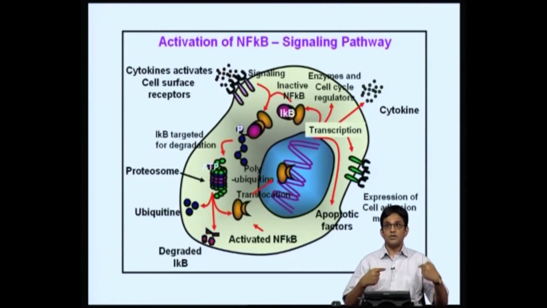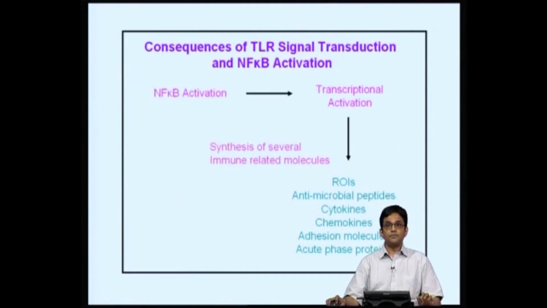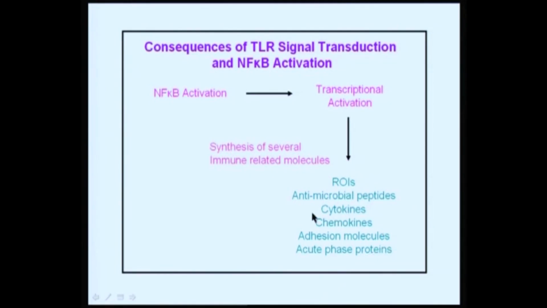which is the toll and the IMD pathway, resulting in activation of the Drosophila NF-kappa B, whereas in mammals it is the TLR and activation of the NF-kappa B pathway, and it results in a wide variety of responses, a very important concept for students. So, this is shown over here: NF-kappa B results in transcriptional activation, and you have synthesis of several immune-related molecules. You have reactive oxygen intermediates, antimicrobial peptides, cytokines, chemokines, adhesion molecules, acute phase proteins, and so on.